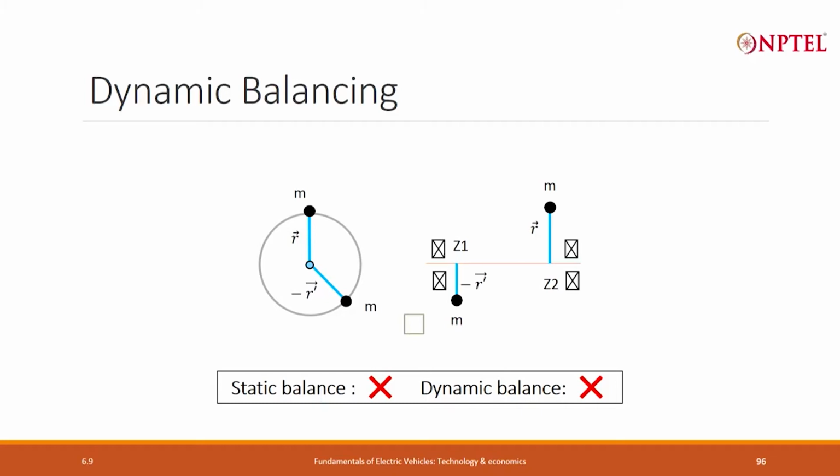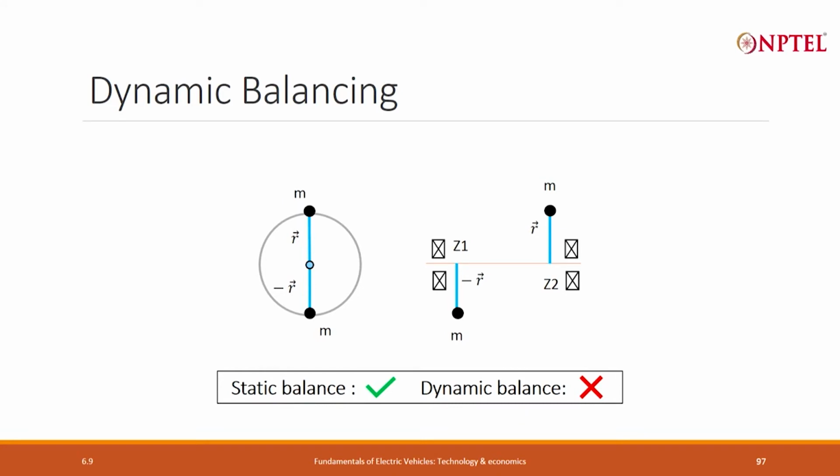Such a wheel is said to be statically imbalanced. It is of course dynamically also imbalanced. Now, to correct it, if I move it like this, now no matter which angle I keep it, it will remain in that angle, it will not rotate, because the two masses M are creating equal and opposite moments, it will not rotate by itself.